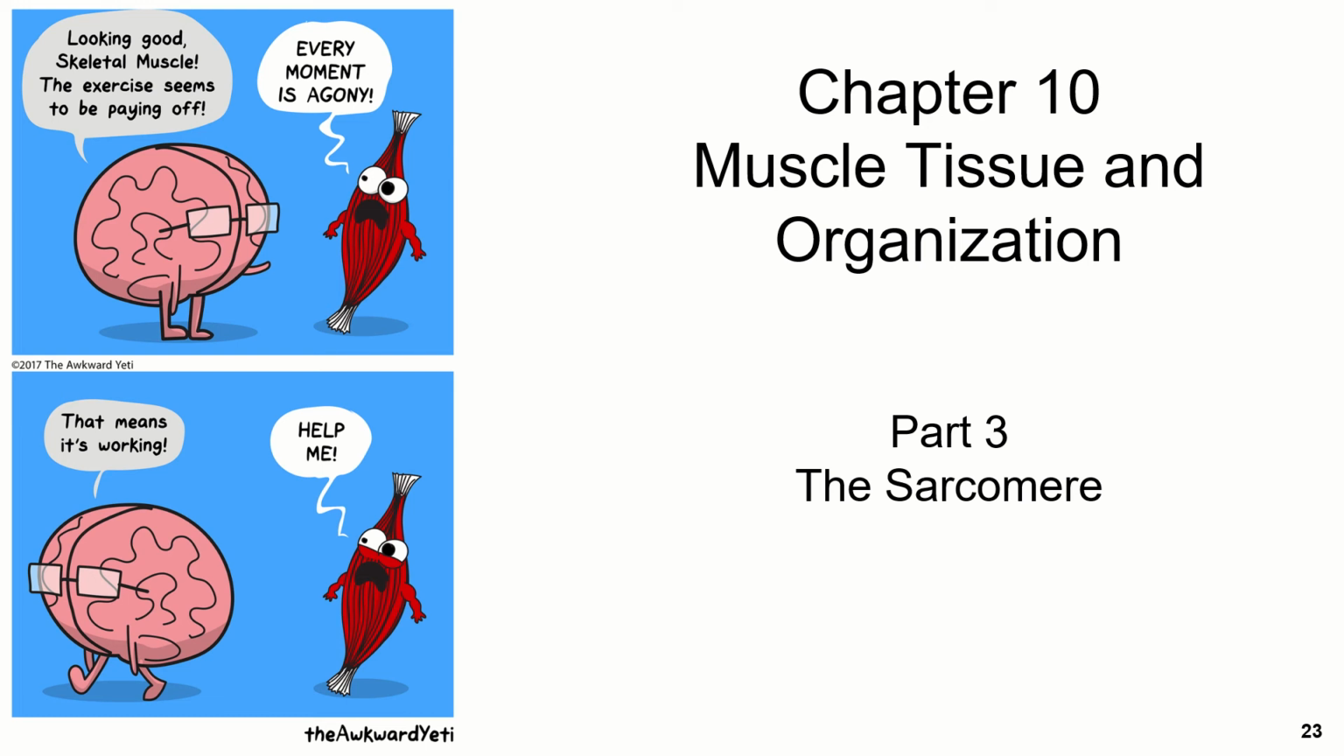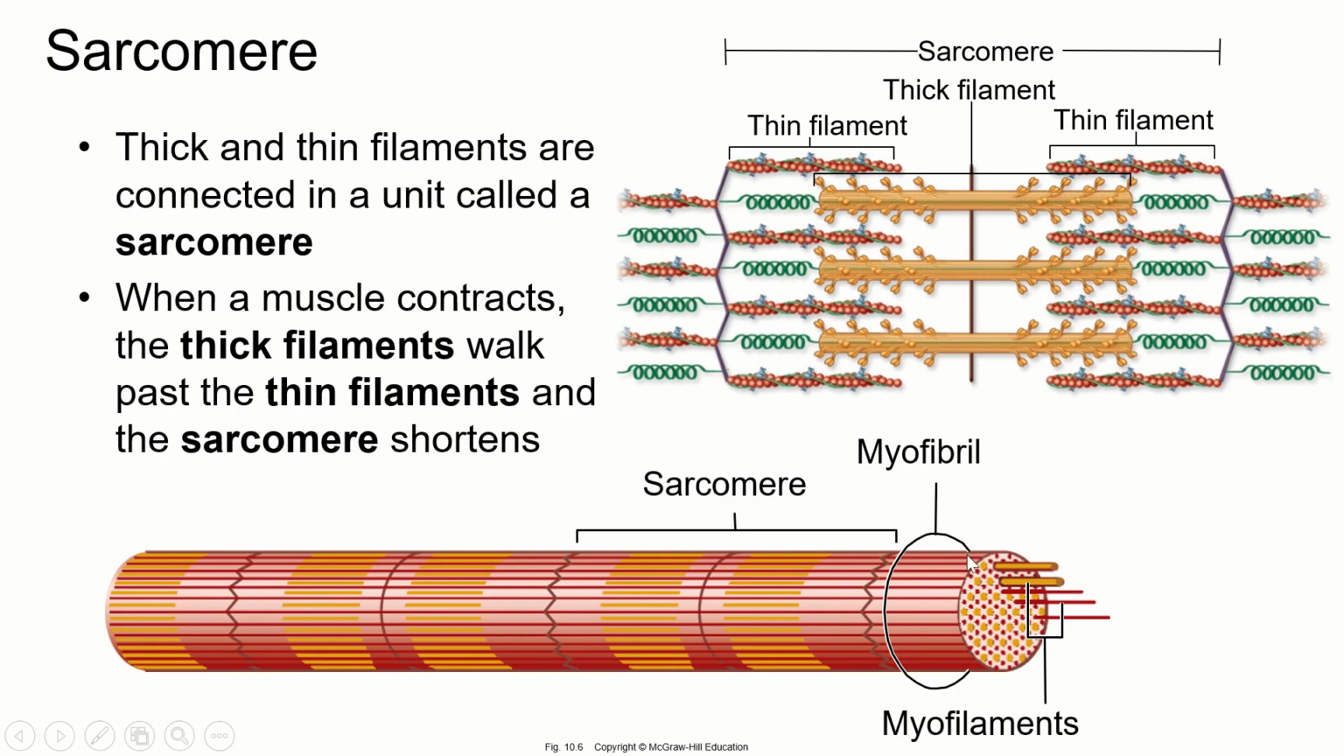Now in this section, we're going to get a little more detailed into the molecular structure of the muscle and talk about the actual contractive part, which is called the sarcomere. Because of the way that the thick and thin filaments are organized, they are organized into these units called a sarcomere. It includes some thin filaments, thick filaments, thick filaments, and thin filaments.